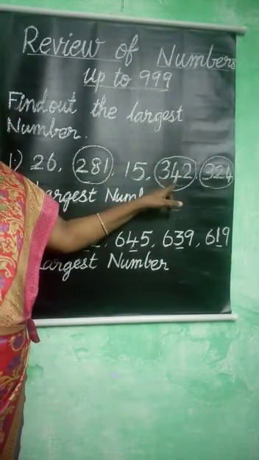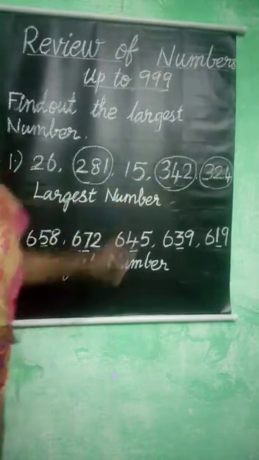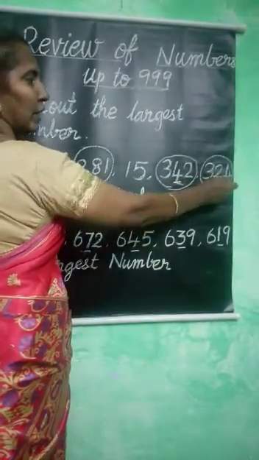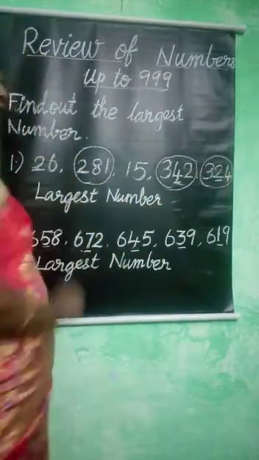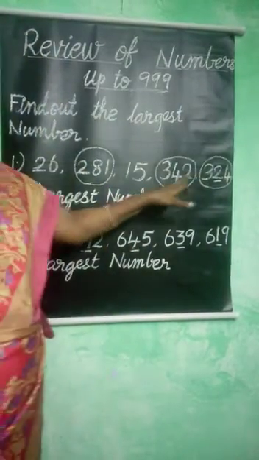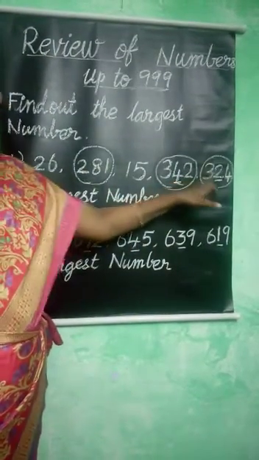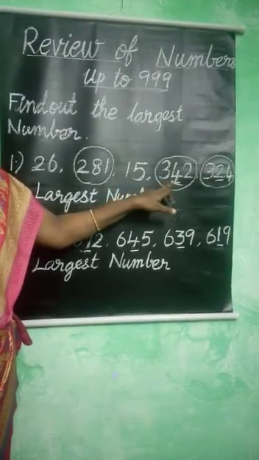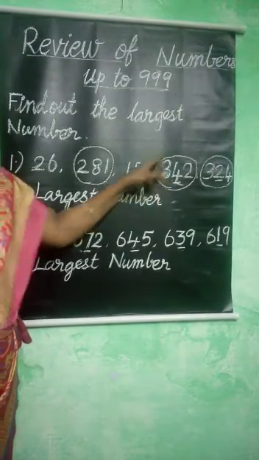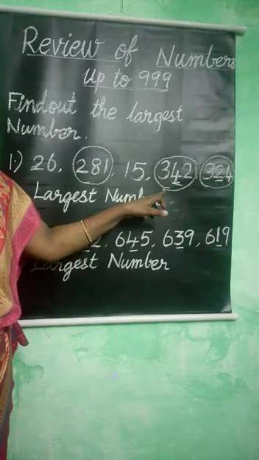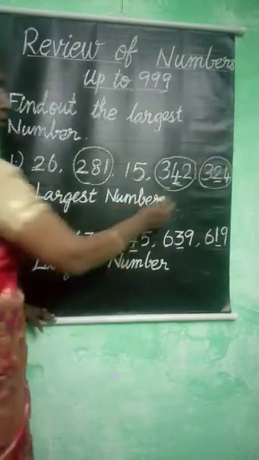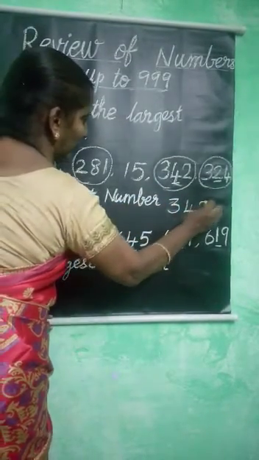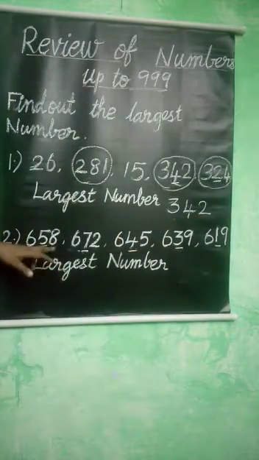Now, look at the tens place. In 342, 4 is present in tens place. In 324, 2 is present in tens place. Among these 2 numbers, 4 and 2, which one is the largest? 4 is the largest. So, from that we can identify 342 is the largest number. So, the largest number is 342. Now, we can go to the next sum.